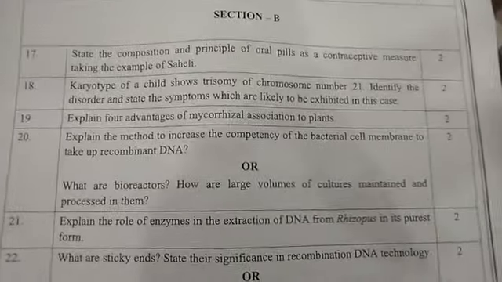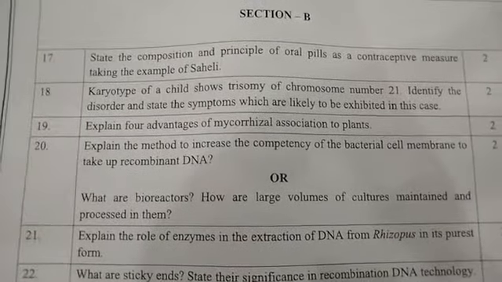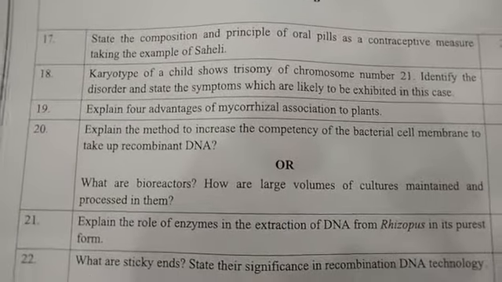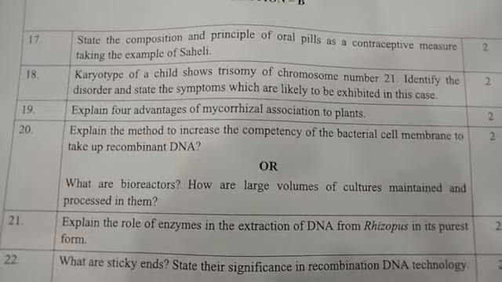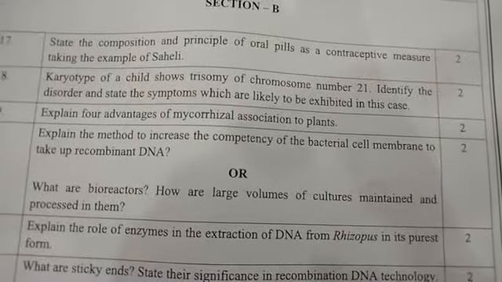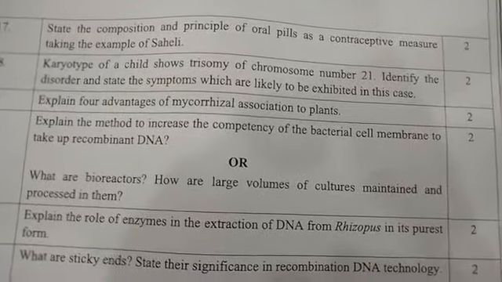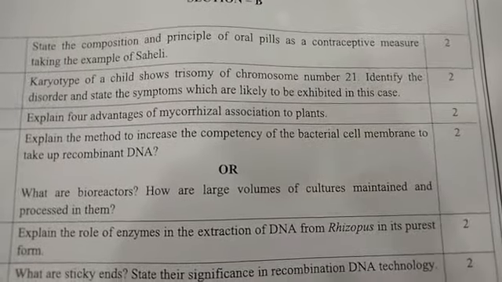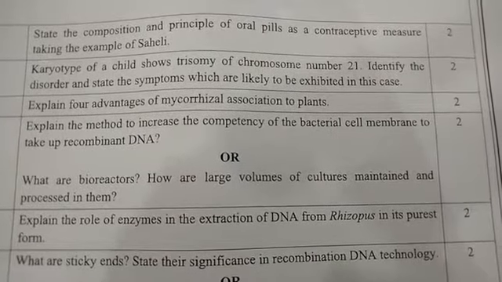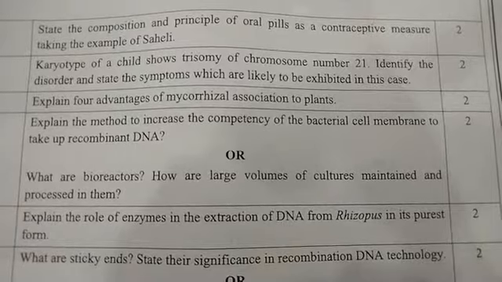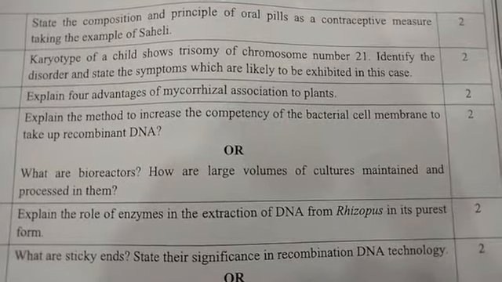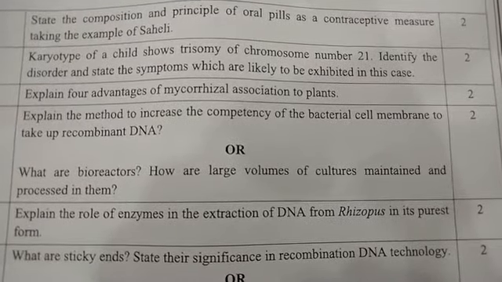Next we come to section B. Section B, these are the questions which carry 2 marks. You can see 17th. Okay, state the composition and principle of oral pills as a contraceptive measure, taking the example of Saheli. Karyotype of a child shows trisomy of chromosome number 21. Identify the disorder and state the symptoms which are likely to be exhibited in this case.